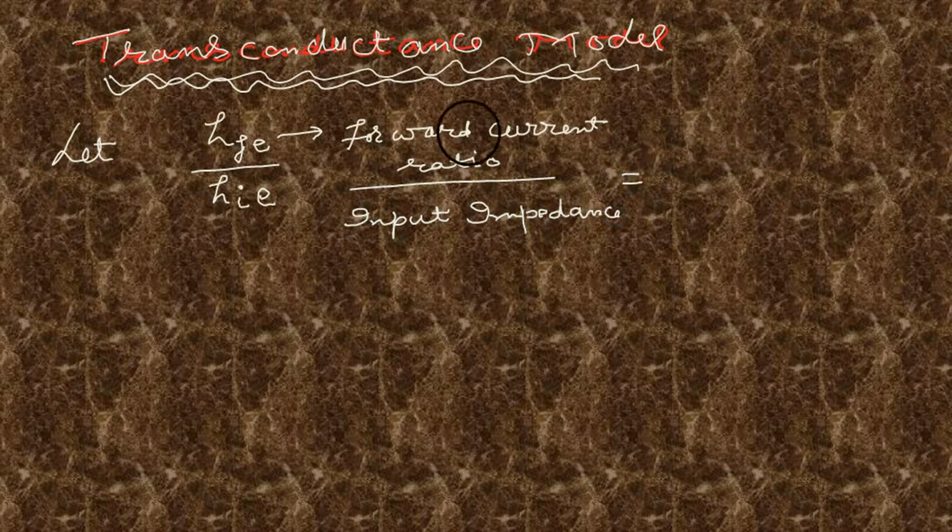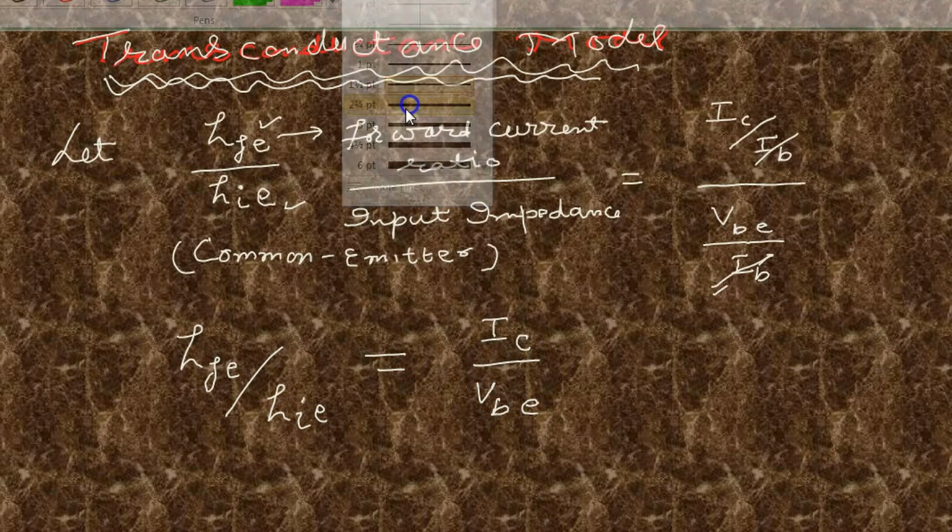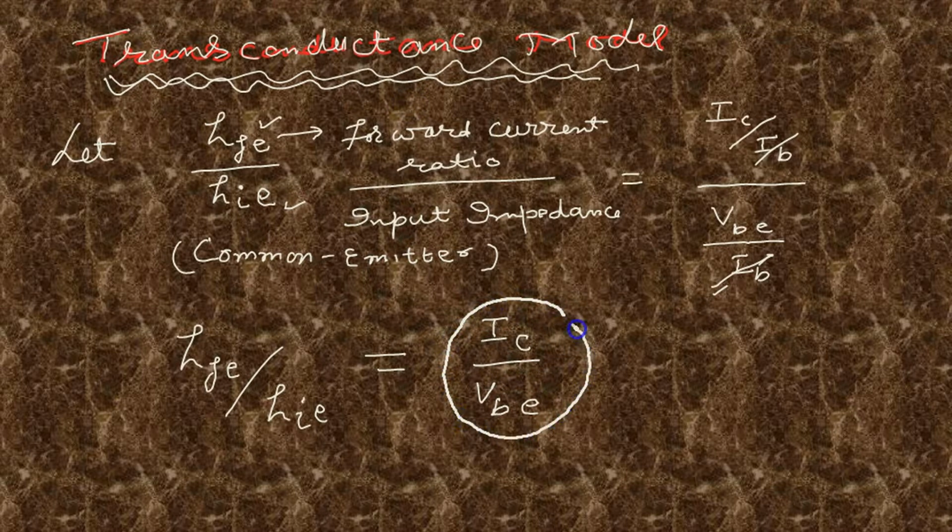Because here the small e is for common emitter. Forward current ratio for common emitter is IC over IB, and input impedance is VBE upon IB. IB cancels out, and HFE upon HIE becomes IC upon VBE. So this is current over voltage. Current of the output port over voltage of the input port. That's why I call it trans. So this is transconductance.